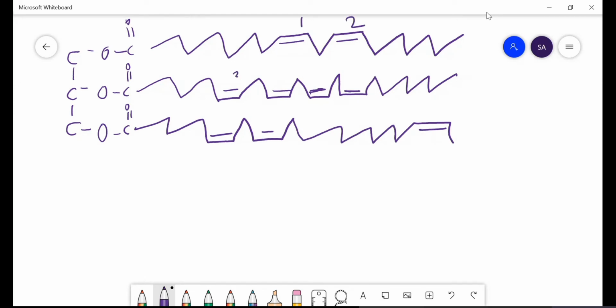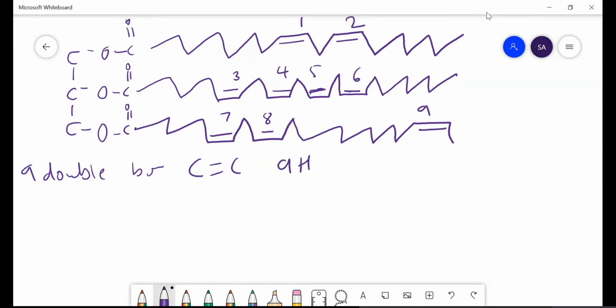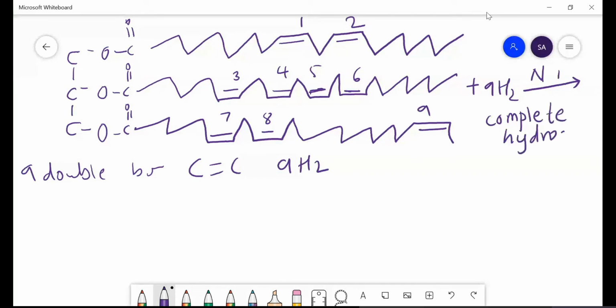1 2 3 4 5 6 7 8. There are 9 double bonds. Okay, there are 9 double bonds. So there are 9 carbon carbon double bonds. So how much H2 do you need? You need 9 H2. So you add 9 H2 molecules, you use nickel catalyst, and you perform complete hydrogenation.